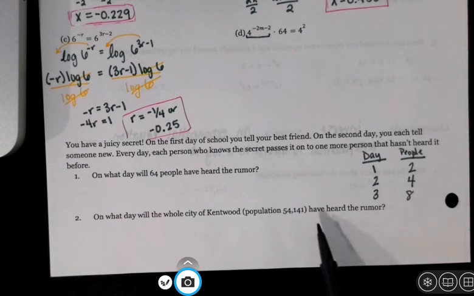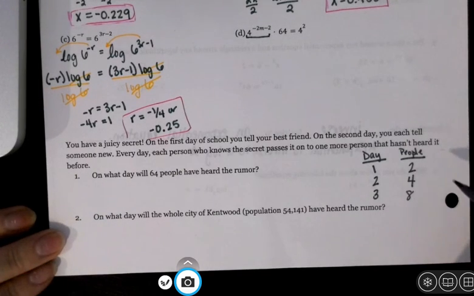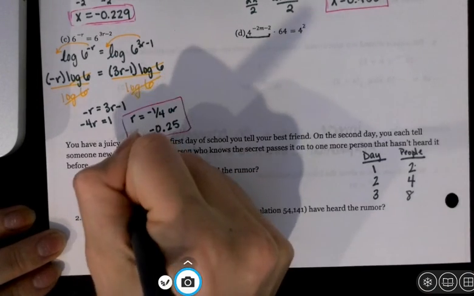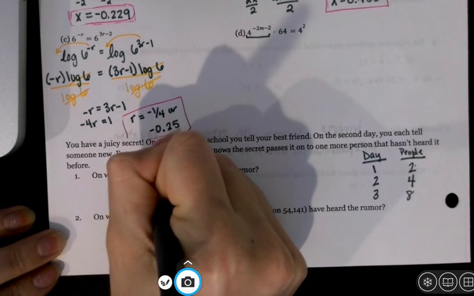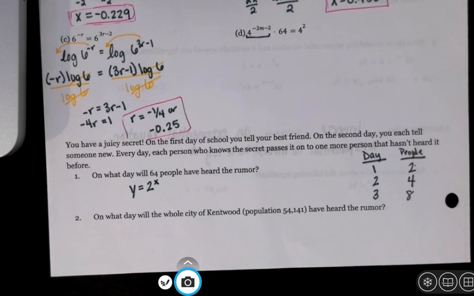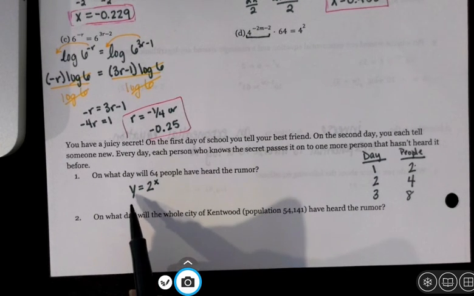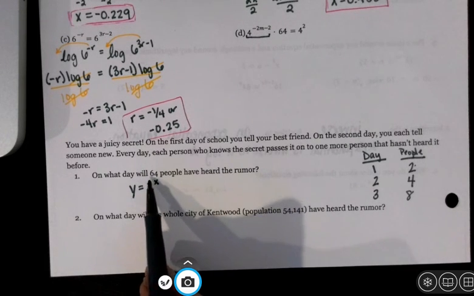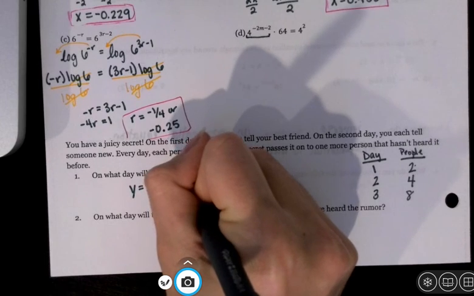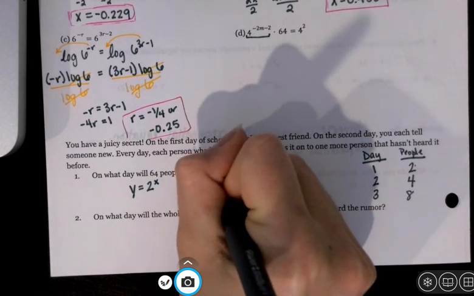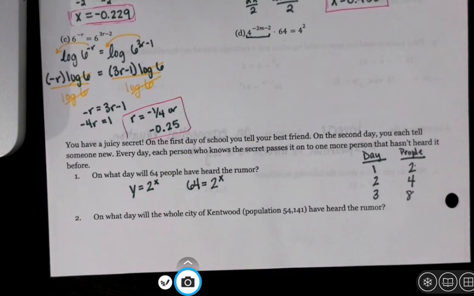For the second part, though, I'm not going to keep this table going until I get to 54,000, so we have to figure out something else. Since this is doubling each time, the equation that represents this would be y equals 2 to the x, where x is our number of days and y is our people. So if I want to figure out when 64 people have heard it, I'm going to plug 64 in for my y, and then I have to solve for x.